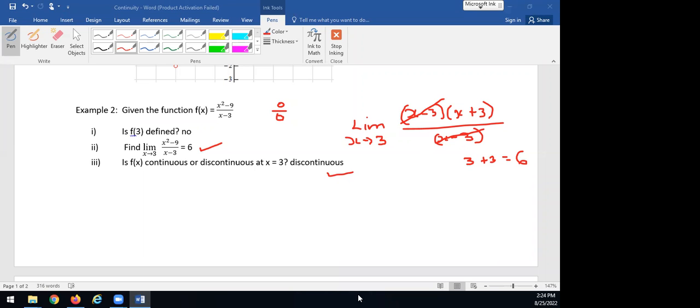All right. And if you want to be more formal, this is the reason. We say that the limit as x approaches 3 of f of x is not equal to f of 3. So that means it is discontinuous. If you want to be more formal, you don't have to state that, but that's really what is happening.